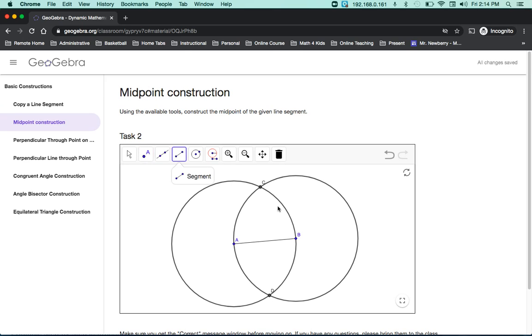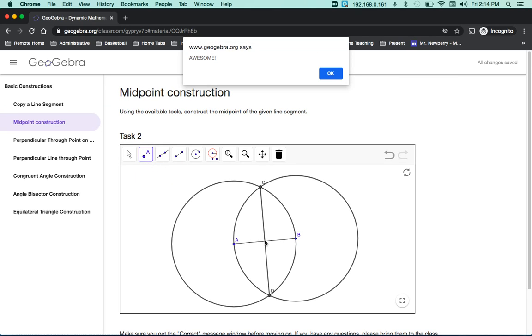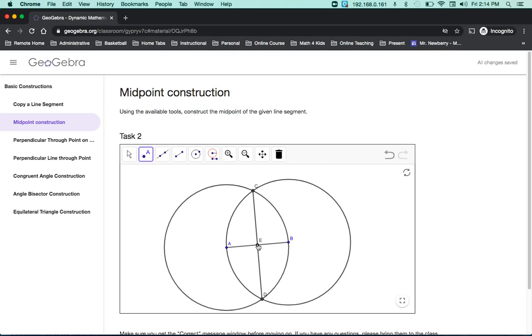Now I'm going to make a segment between those 2 points. So I click on C and D. Now I'm not done because all I did was find a line and I know where that point is, but I have to make the point. So I click on point again. And I click right there between A and B, and I get a pop-up here. It says awesome. Okay, you want that. If you did that, you know you got it right. Right? And there is point E as my solution.